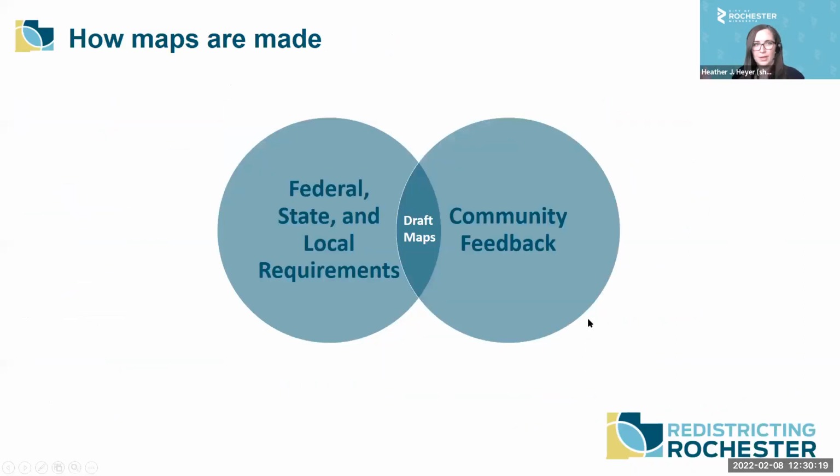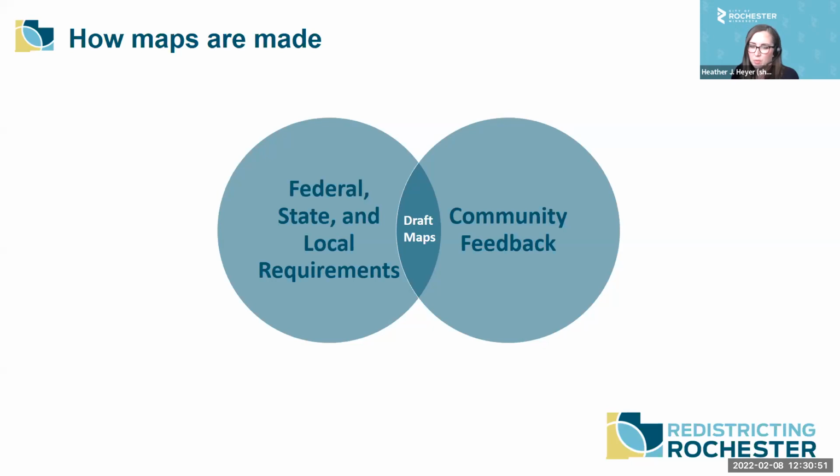So here we are. How are maps made? This is a very simplified view, but it really comes down to some basic things here, which is we take into consideration all of the federal, state, and local requirements, community feedback, and then we have our draft maps. That sounds really simple. And in many ways it is simple.